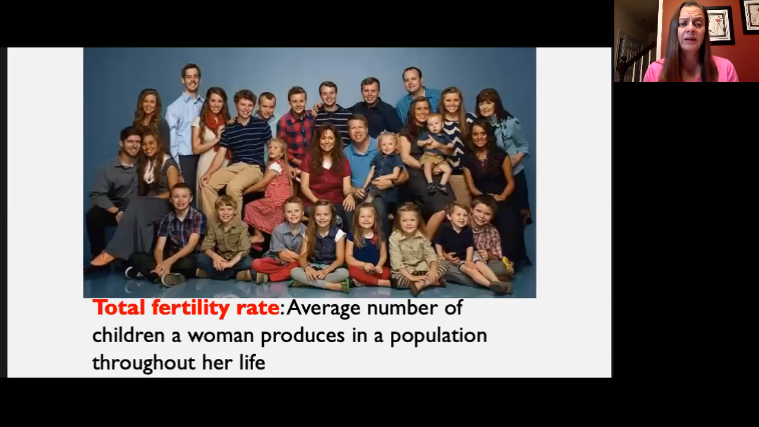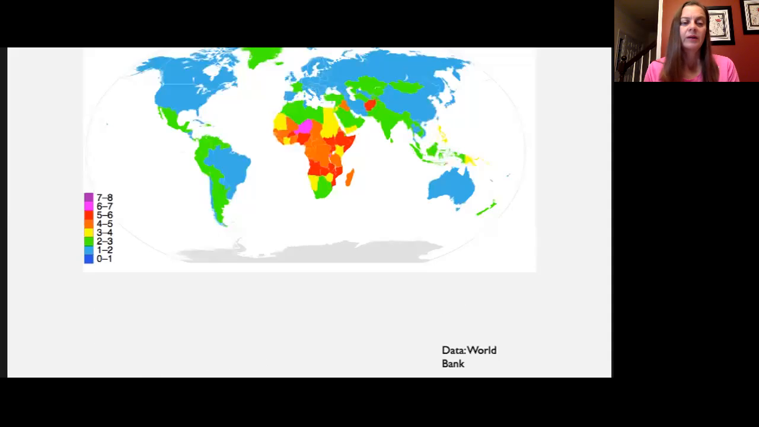Okay, so let's talk about that idea of a fertility rate. When we talk about the total fertility rate, we are talking about the average number of children a woman produces in a population throughout her life. Okay, so again, this is average. This picture is showing a family that for the US is far from average. In the US, this fertility rate is actually 1.8.